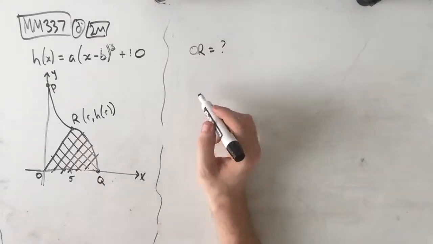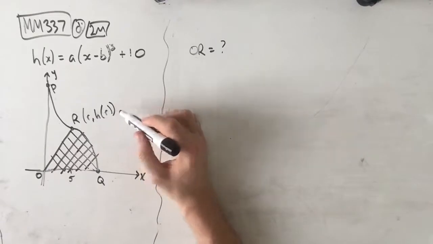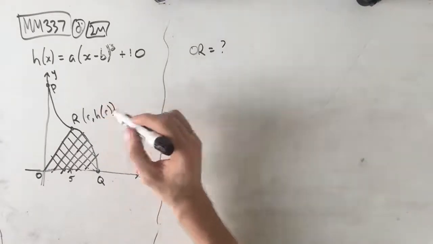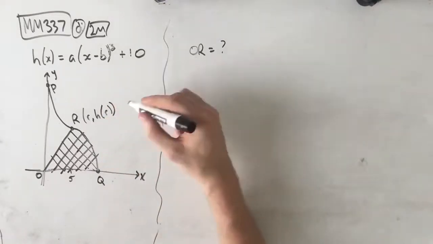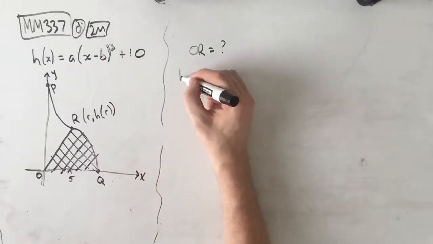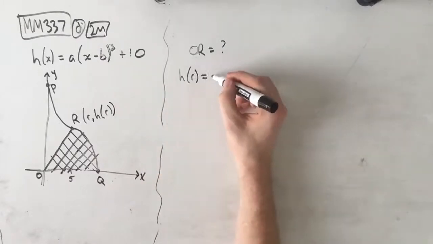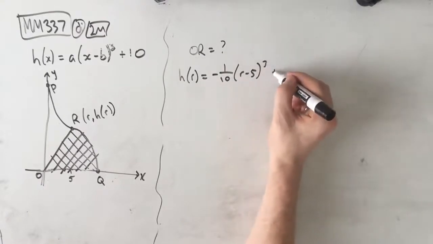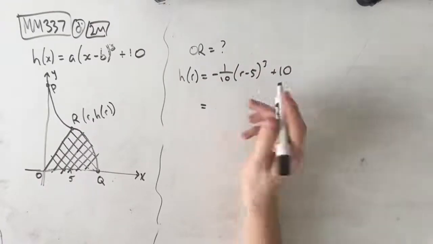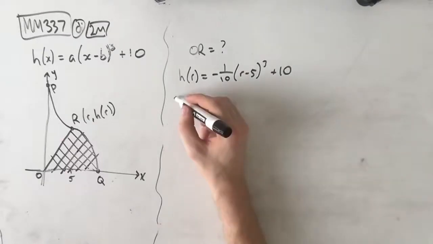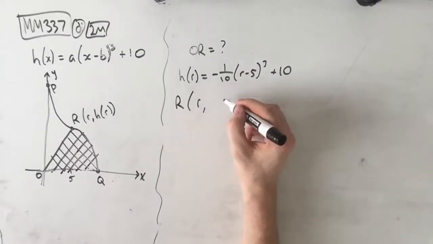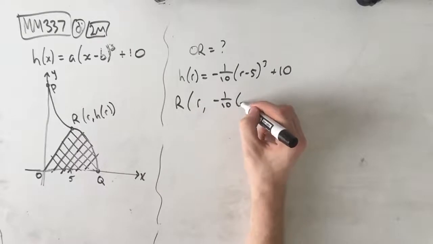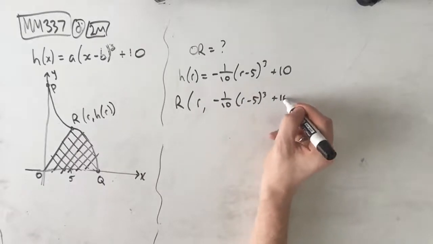you know what, let's not do that yet. Let's just find the coordinates of R in terms of r. So we know that at this point our x value is r, but we don't know what our y value is, so let's find that. So we know that h(r) is going to be equal to negative 1/10 (r − 5)³ plus 10, and then that's our y value, right? So R occurs at (r, negative 1/10 (r − 5)³ plus 10).